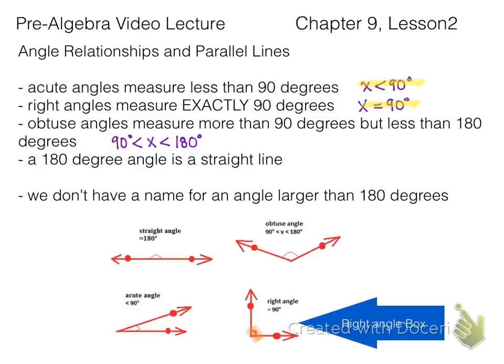That little box means that it's a right angle. Whenever you see that little box inside of an angle, you can assume that angle is a right angle. All right, this little box means it's a right angle. And there's your straight line.